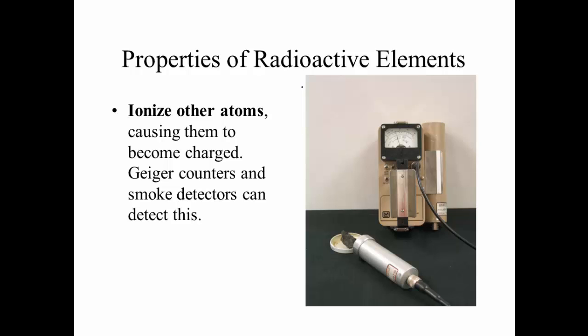It will ionize other atoms, causing them to be charged. The way that we actually detect if something is radioactive is with this device called a Geiger counter, and it detects ionized particles. So if you have this radioactive rock, it's going to ionize the air around it, and that Geiger counter is going to detect the ions, and it's going to beep and let us know that something is radioactive nearby.